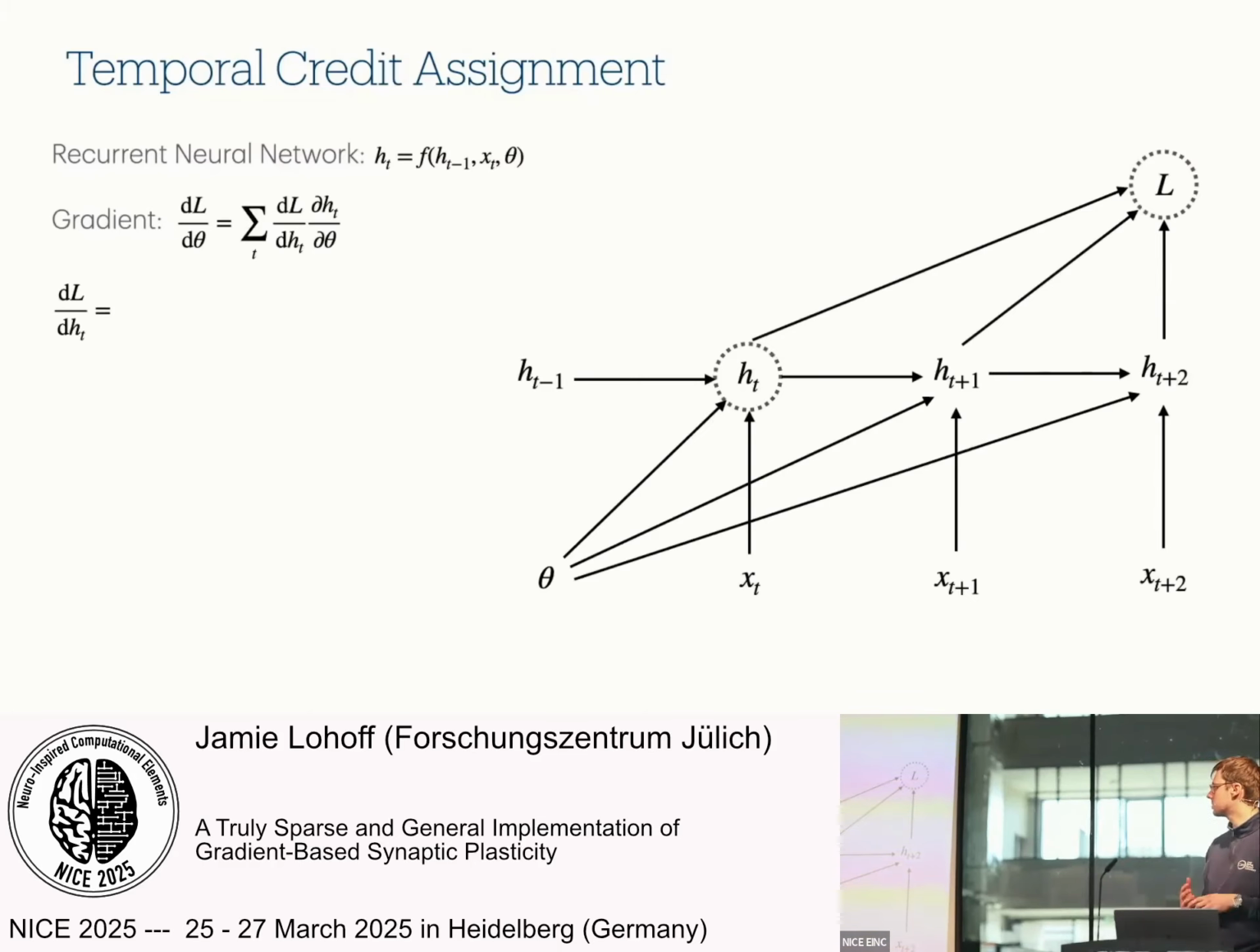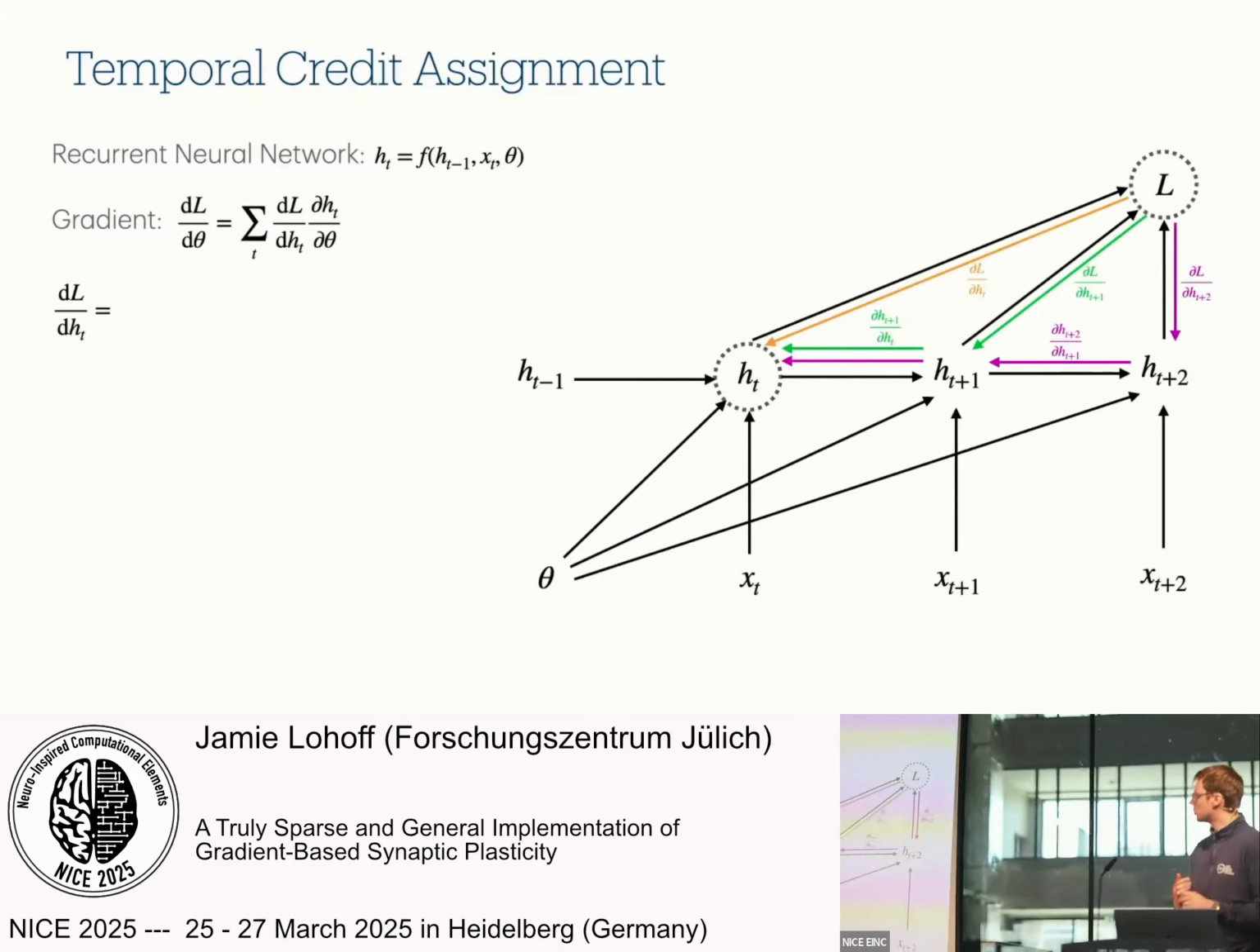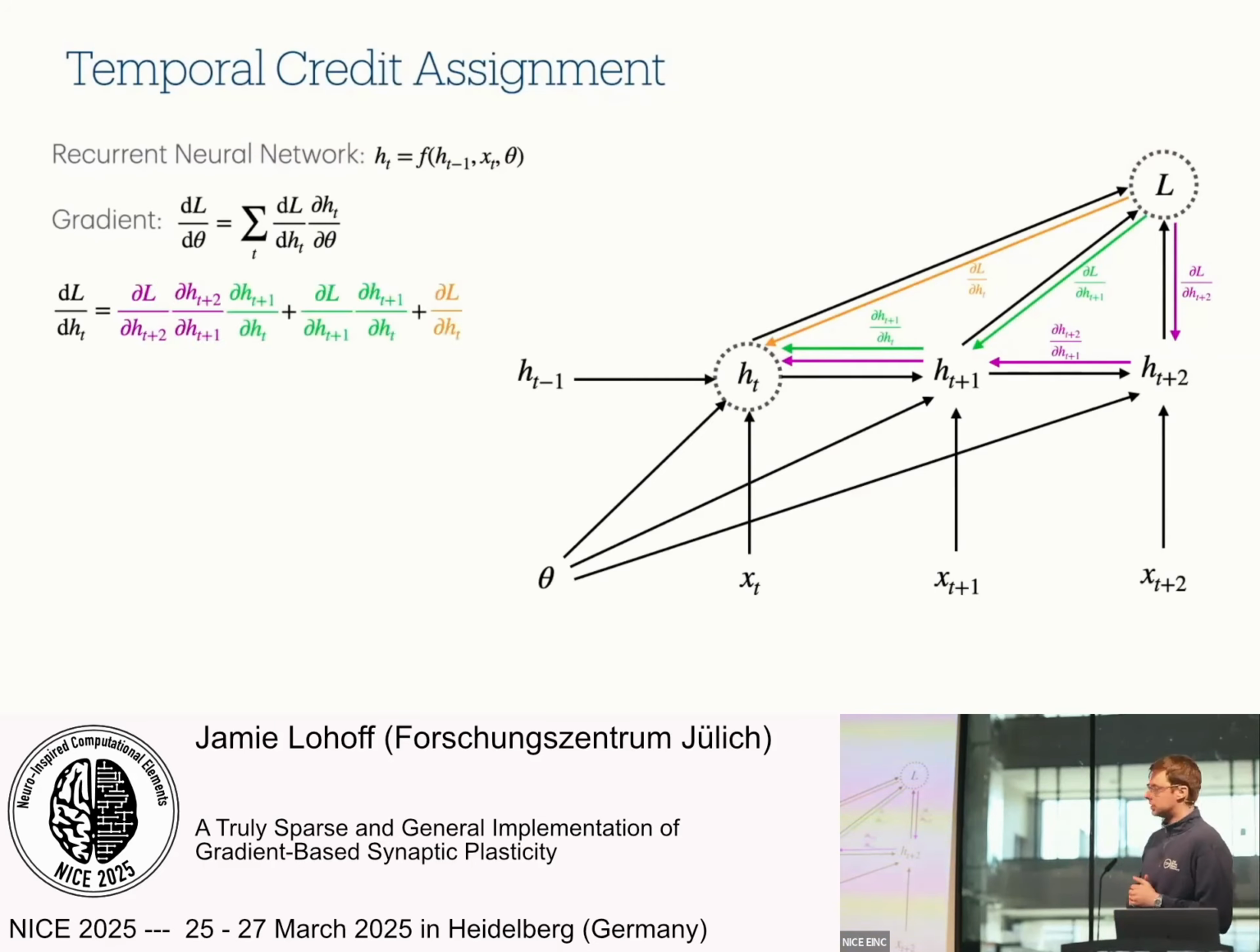You have to take some things into account, because there are multiple paths that lead to this H of T, right? And all of these multiple paths have different values, so they have different derivatives attached. And what we know now from this vertex elimination rule is that if you have multiple paths, you have to add them up. And that's what you need to do. So this dL after dHT is a sum of multiple components.